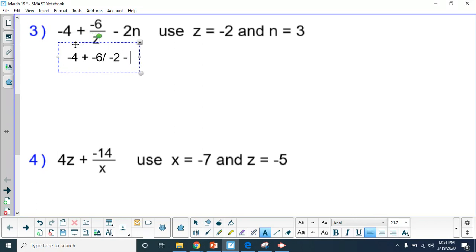Subtract 2n. The value of n is 3, so it would be 2 times 3. Negative 4 will remain as it is. When you simplify, negative 6 divided by negative 2. As you know, in the order of operations, we do the division before addition and multiplication and subtraction. Therefore, we divide negative 6 by negative 2. Then you will get plus 3. After that, we have negative 2 times 3. Negative 2 times 3 is subtract 6.